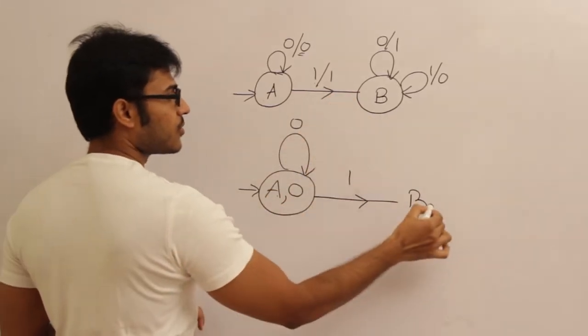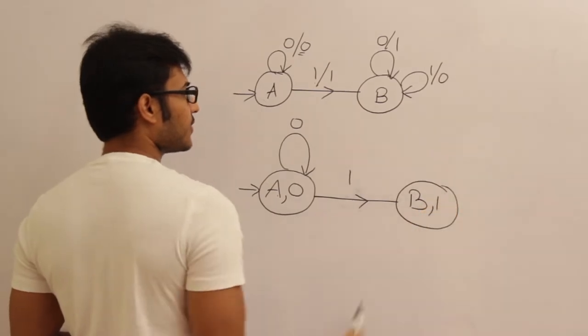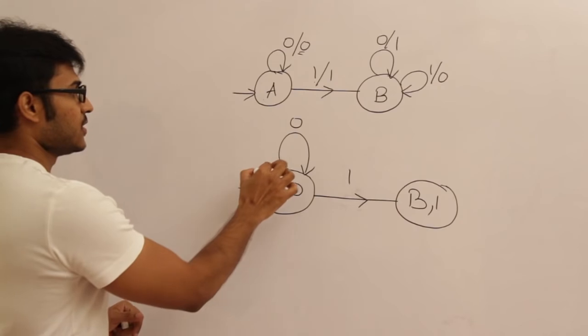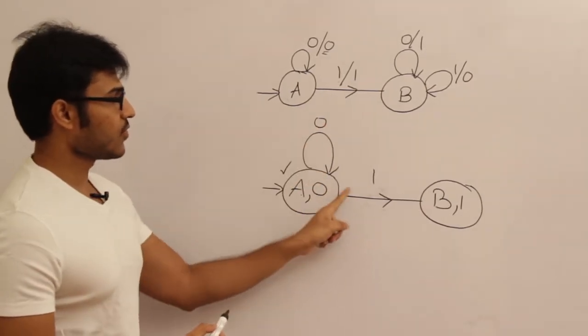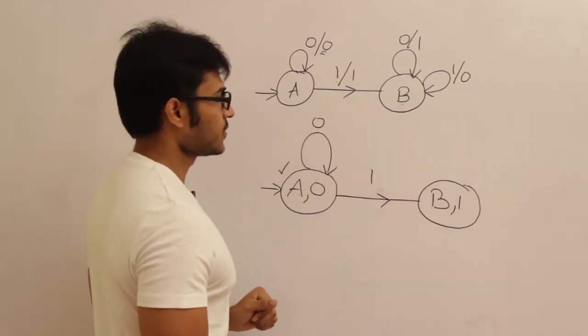Therefore I am moving the output here. So I created a new state capital B comma 1. Capital B is the state and output associated is 1. Fine. So this one is complete. Capital A comma 0 state is complete because I have shown what happens on 0 and 1. Now on capital B we have to show what happens on 0 and 1.